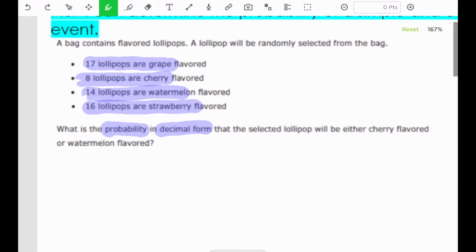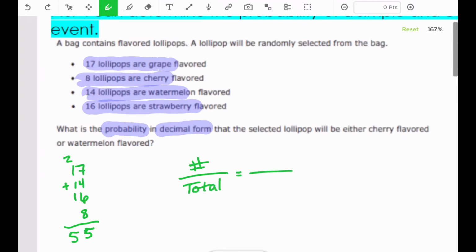So I'm going to add these numbers up: 17 plus 14 plus 16 plus 8. 7, 4, 8, and 6. If I add those up, that gives me 25. Carry the 2, and then 2, 3, 4, 5. So I have a total of 55 lollipops. Let me write down my cheat code, so I know that I'm going to have a fraction, and the denominator is going to be 55.